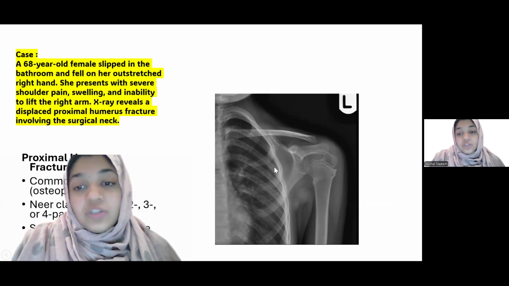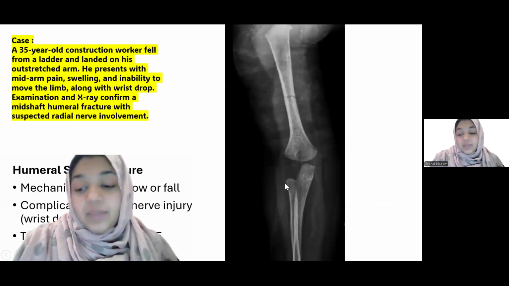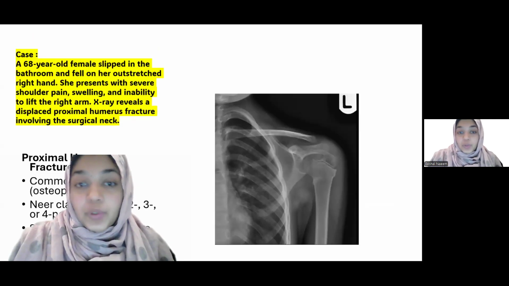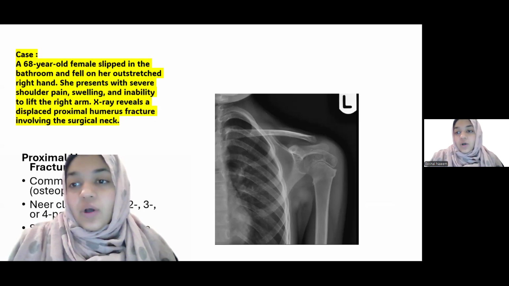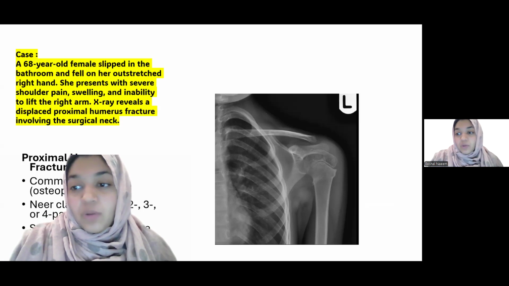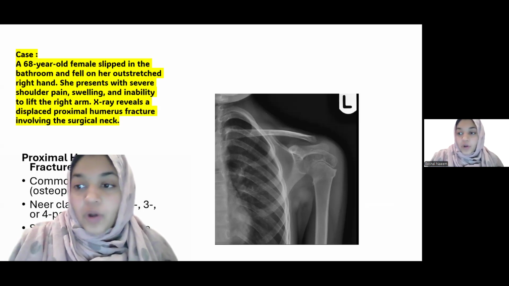Now, the proximal humerus fracture is common in elderly people. Why? Because of osteoporotic bone. We can have a surgical treatment or a conservative treatment. The Neer classification is not important for you at this point. So it's seen in osteoporosis patients or high impact trauma. If it's a younger adult, it will be a high impact trauma for proximal humerus fractures.